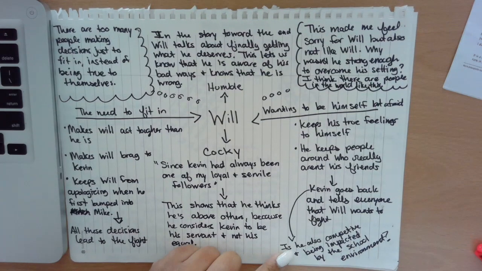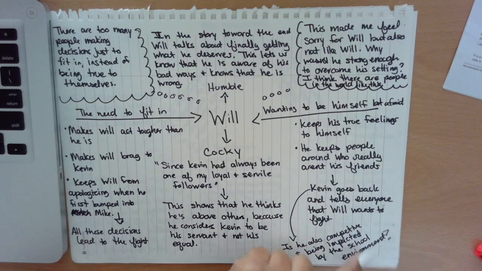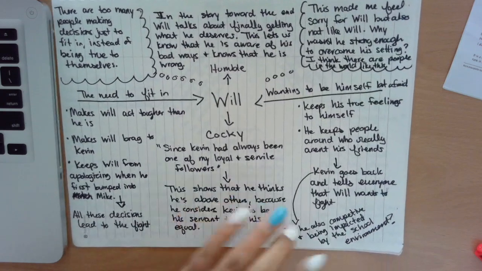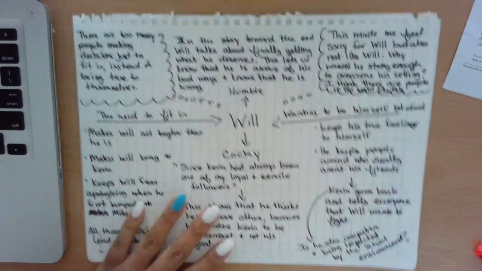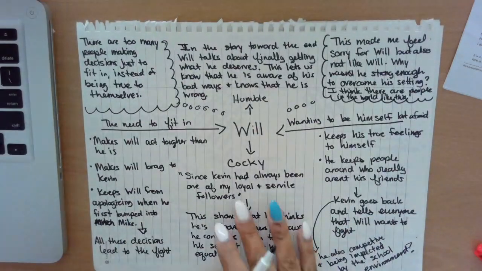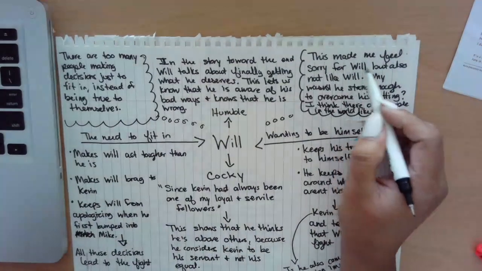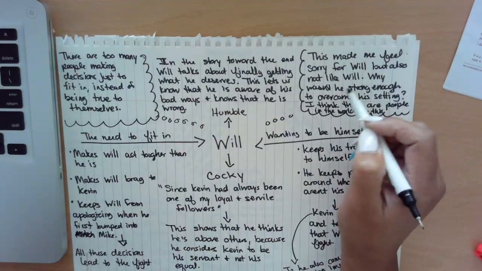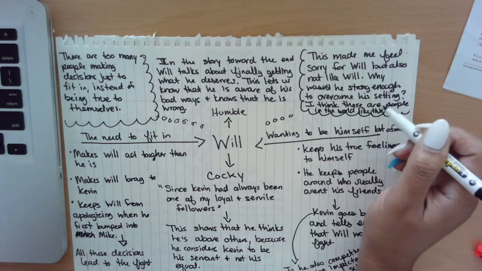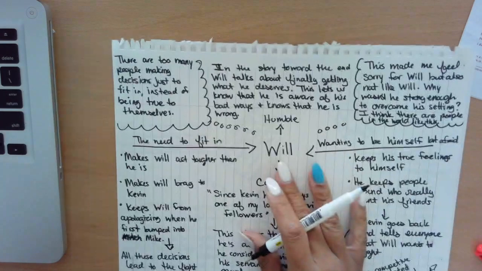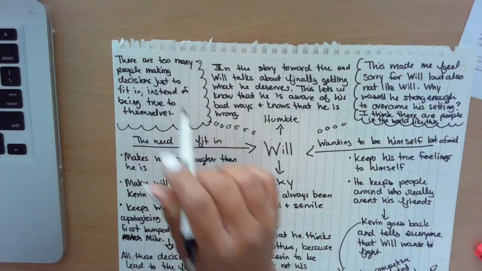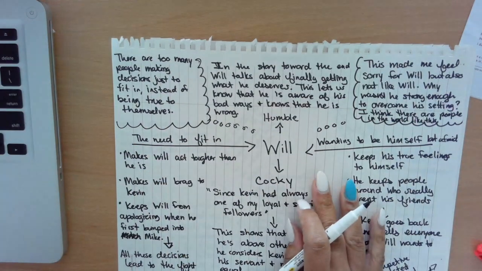Is he also competitive in being impacted by the school environment? If Kevin wasn't being impacted by the school environment, would he have kept Will's secret? And then I have my thoughts on this. This made me feel sorry for Will, but also not like Will. Why wasn't he strong enough to overcome his setting? I think there are people in the world like this. There are too many people making decisions just to fit in instead of being true to themselves.